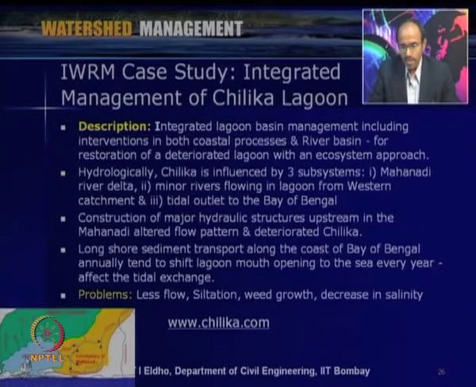So you can see that the water is coming from Mahanadi river basin and some small rivers, and then that is finally passing through this lagoon system to the Bay of Bengal. Hydrologically, this was influenced by Mahanadi river delta, some few minor rivers, and the tidal outlets of the Bay of Bengal. So construction of major hydraulic structures upstream in the Mahanadi altered the flow pattern, and the lagoon was deteriorated with siltation, weed growth, and decrease in salinity.